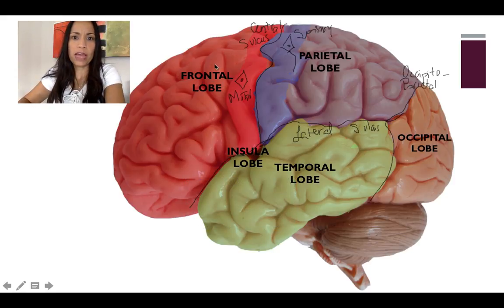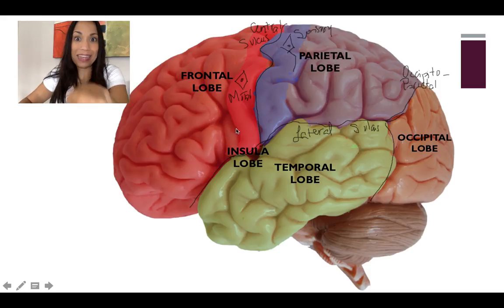So as you can see, we have described 5 lobes in the cerebral cortex: the frontal, the parietal, the occipital, the temporal, and the insula. And how many sulci? 3. The central sulcus separating the frontal from the parietal lobe, the parietal occipital sulcus between the parietal and occipital lobe, and the lateral sulcus between the temporal and the parietal and frontal lobe.